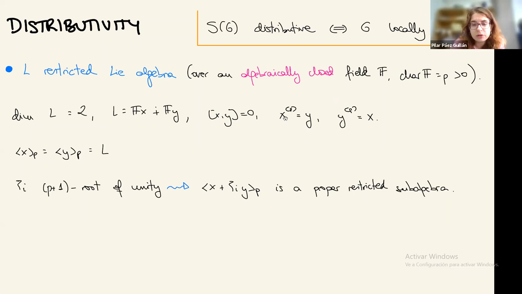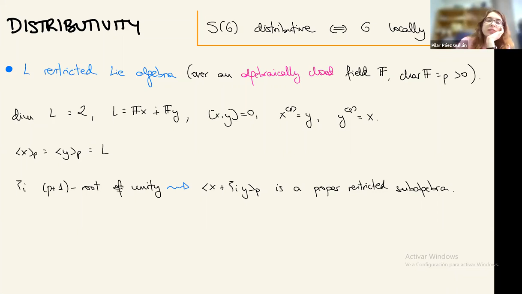And what do we have now? If I pick x, the smallest restricted subalgebra containing x will be the whole L. x to the p is y, and I've got the two elements of the basis in my subalgebra. And the same now with y. So the restricted subalgebras generated by x and y coincide with L.